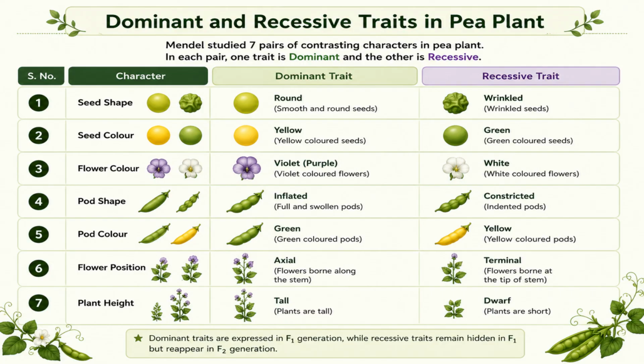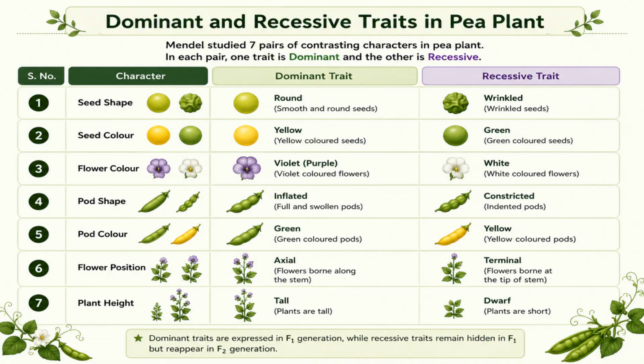Second is seed color. Yellow seed color is dominant, whereas green seed color is recessive. Third is flower color. Violet or purple flower color is dominant, while white flower color is recessive. Fourth is pod shape. Inflated pod is dominant, whereas constricted pod is recessive. Fifth is pod color. Green pod color is dominant, while yellow pod color is recessive.